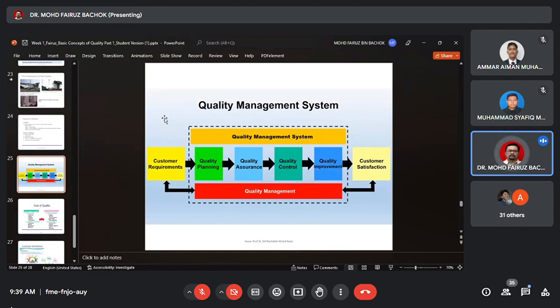Then after you get the feedback, you improve the product, and then go back to your real customer and see whether they are satisfied or not. If not, find out why they did not approve the product or were not satisfied with it. Get the feedback and go back again to the customer requirement until you satisfy your customer, and then we start to produce that product.